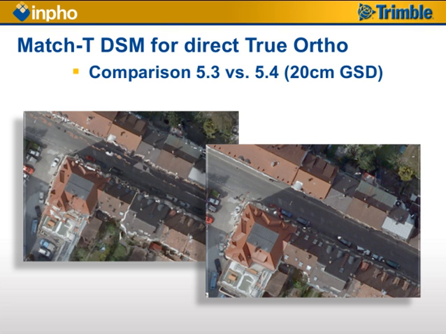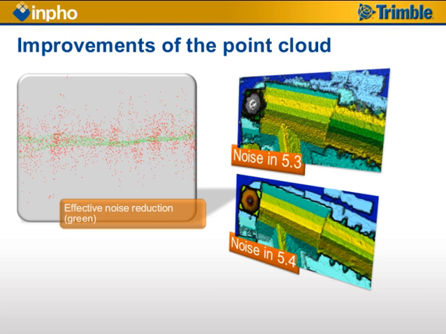So from some point of view, concerning the real efforts for true orthophoto generation, the major bottleneck so far was to create the surface model, which had to be derived, for example, by digitizing the roof lines and things like that. Most probably with that new Match TDSM point cloud, that's no longer necessary, as that could be a completely automatic process.